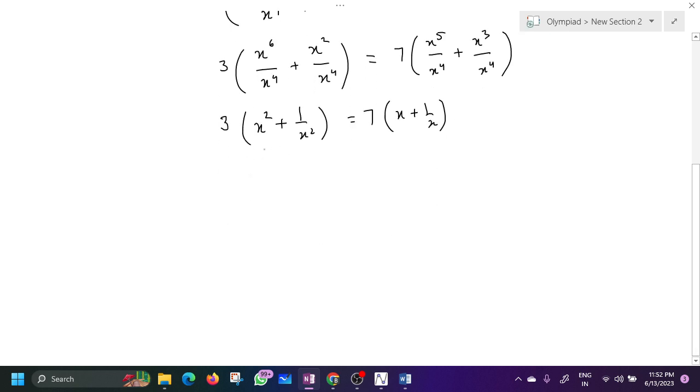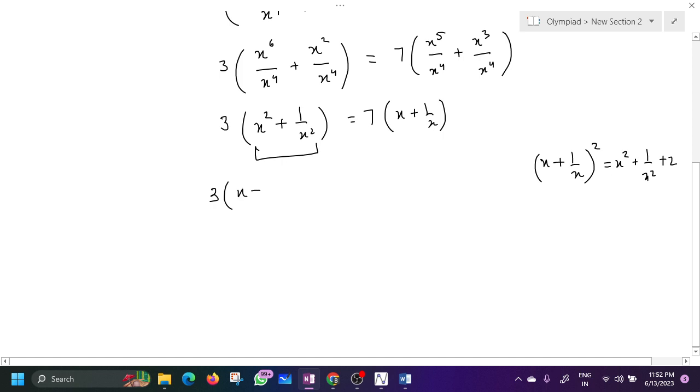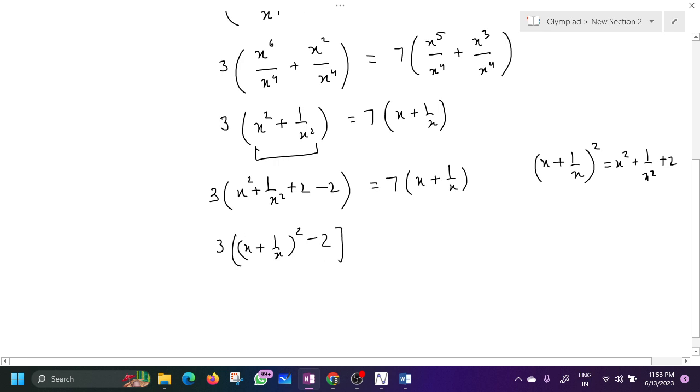This is something we recognize, because we know that x plus 1 by x whole square is equal to x square plus 1 over x square plus 2. So I will take x square plus 1 by x square, add 2 and subtract 2 from it just to make the whole square, and it is equal to 7 times x plus 1 by x. So now I am getting 3 times x plus 1 by x whole square minus 2 is equal to 7 times x plus 1 by x.